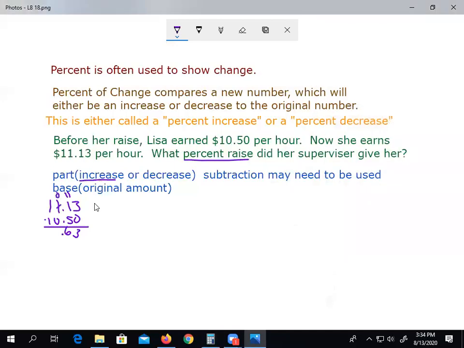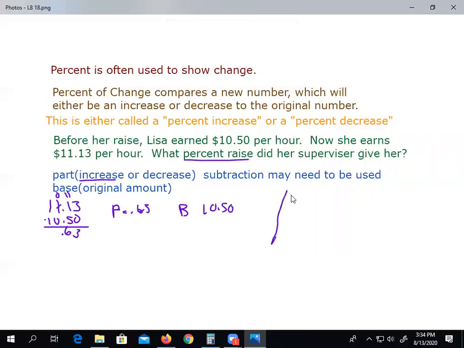So 63 cents is going to be our part. And the base is going to be the original amount. So P is going to be the 63 cents. And the base is going to be the original amount. So the original amount was the $10.50. That was where she started at. So the base amount was the original amount, the $10.50.